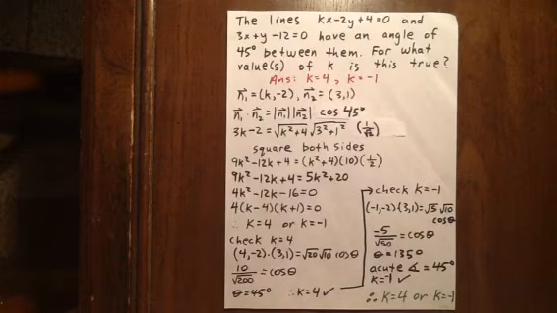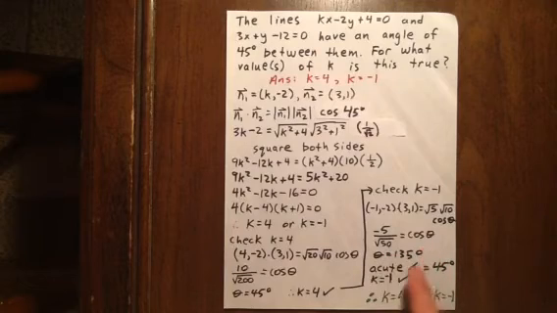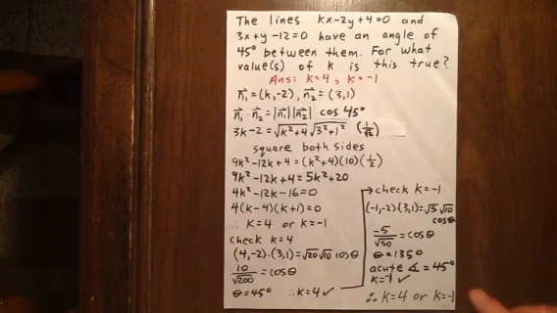Similarly, if we check k equals negative 1, using the dot product and expanding out, solving for the cosine of theta, we see that theta is 135 degrees. But of course, if two lines intersect at an angle of 135 degrees, that's the obtuse angle in between the two lines. An acute angle would be 180 minus 135, which is 45 degrees. So k equals negative 1 is also a valid solution, and we've got two solutions to our problem.